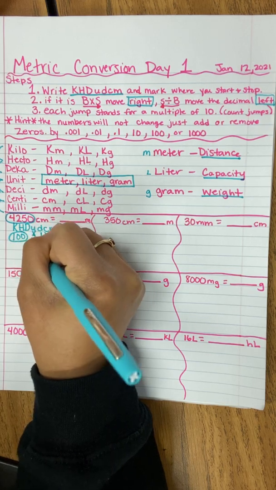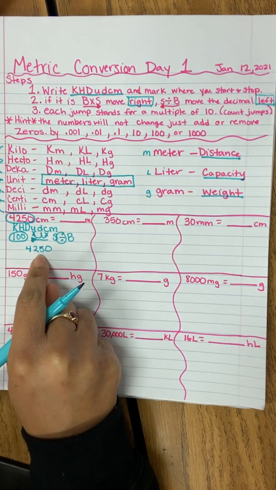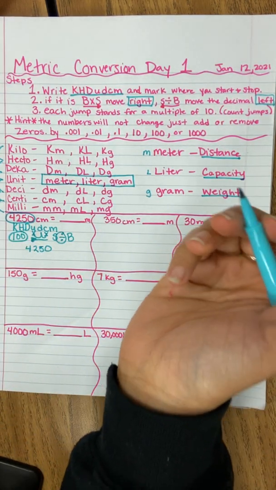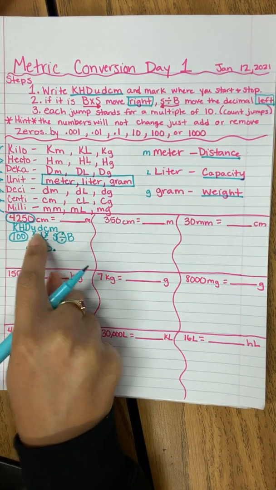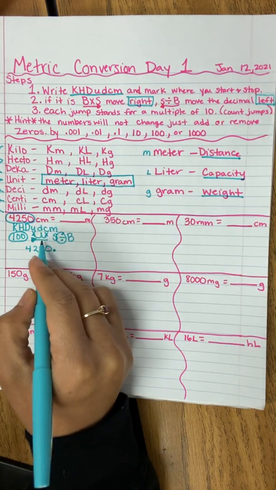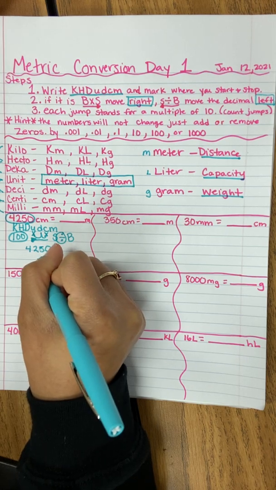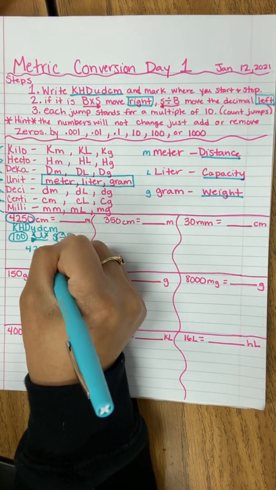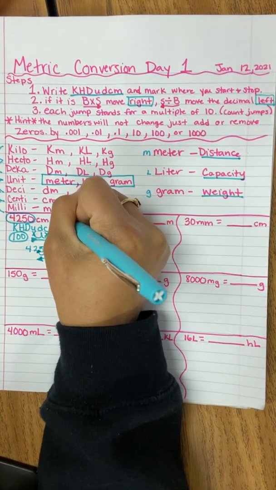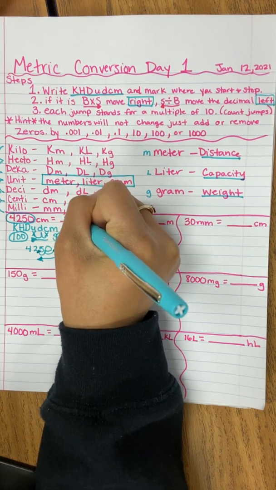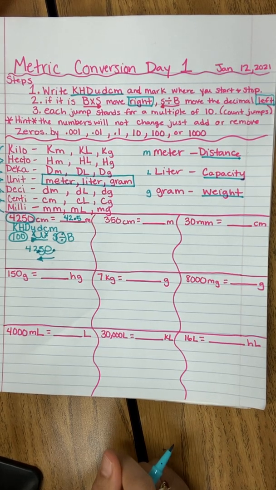So I'm going to write my 4,250. If I don't see a decimal, I need to put my decimal behind the last digit. These same 2 jumps that I just made, I'm going to make them again, moving in that same direction. So I know I'm moving in this direction, 2 jumps. 1, 2. And this is where my decimal is going to be now. So I have 42.50. If I divided this problem, I would get the same answer.